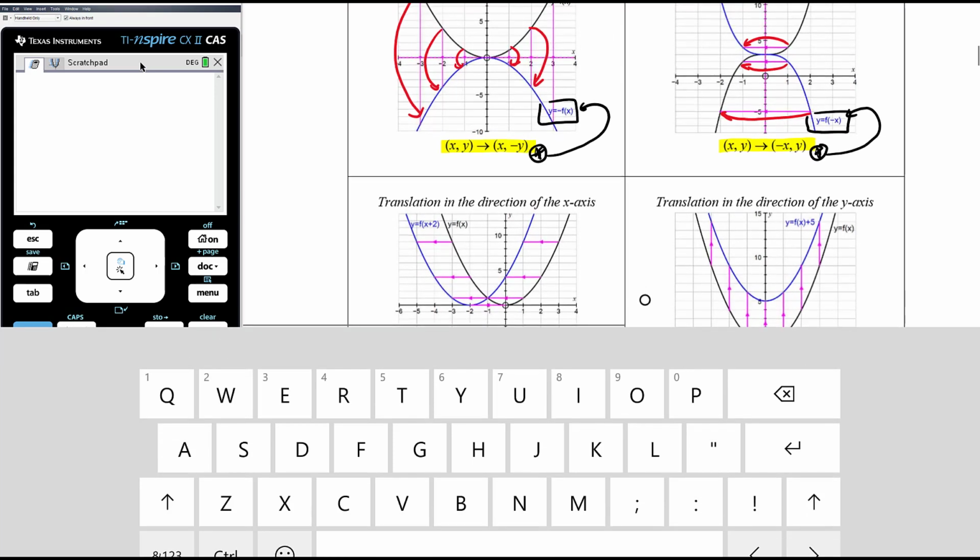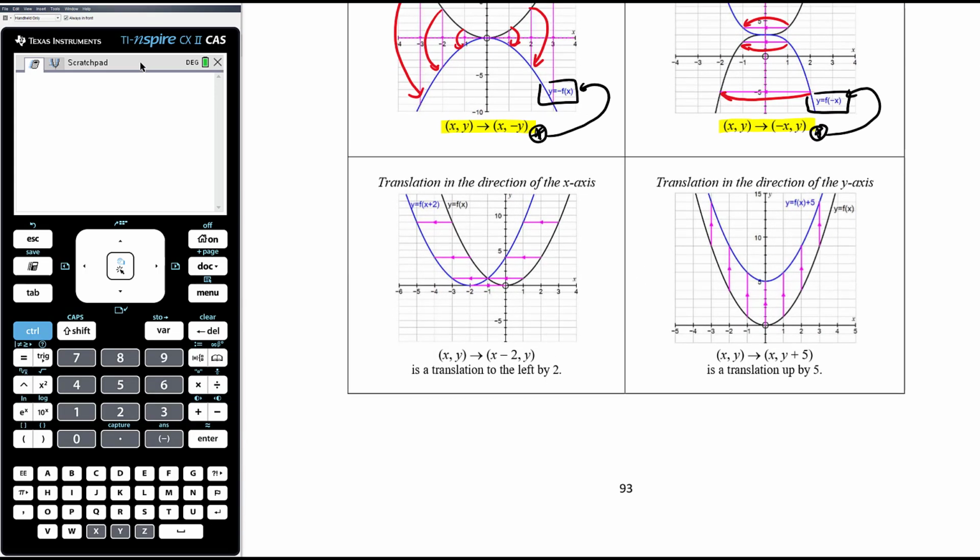Translations in the direction of the x-axis, that is left or right. If we were to have a look at this function here, we've got f of x plus 2, which is a translation to the left by 2. We've moved everything to the left by 2, which means in terms of what happens to each point, we are subtracting from the x coordinate. This is the point (3, 9). This is the point (1, 9). We've subtracted 2 from the x coordinate to get the new coordinates.